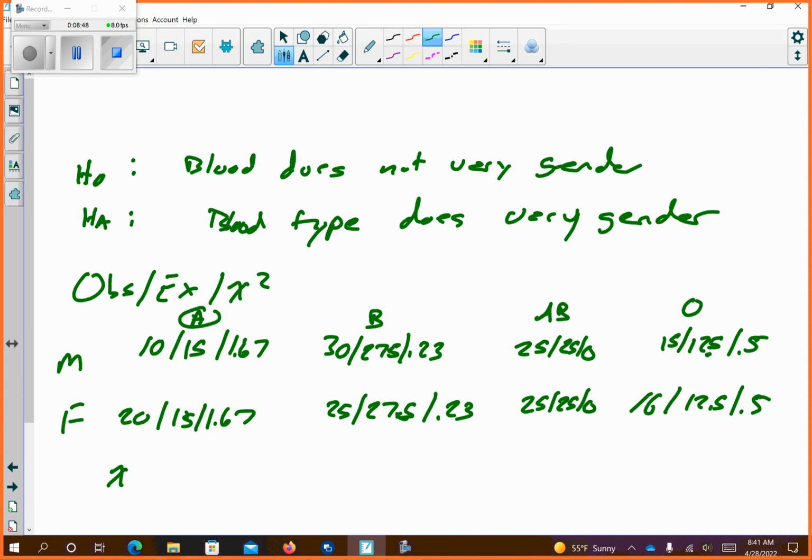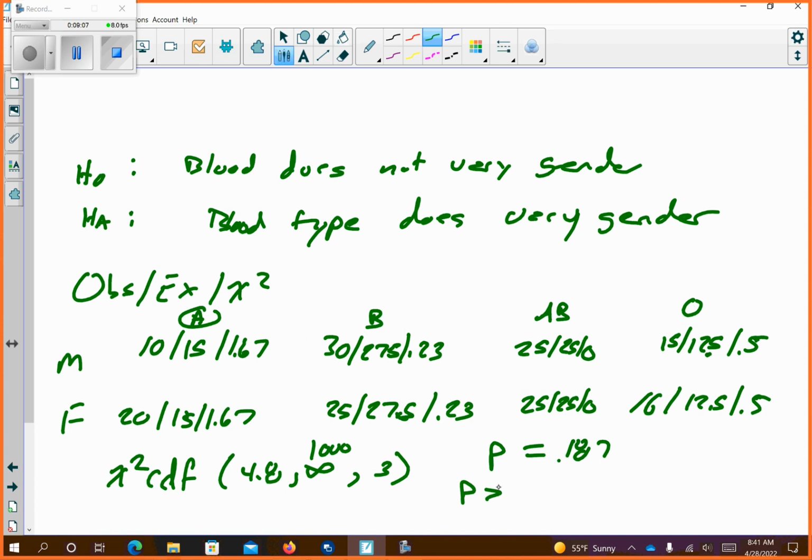So if we do our chi-squared CDF, we get 4.8, big number, so go to 1000. 3 degrees of freedom is that. So we find we have a p-value of 0.187. And we're looking at a normal p-value of this. So 0.187 is bigger, so we fail to reject the null. And that's all I got.